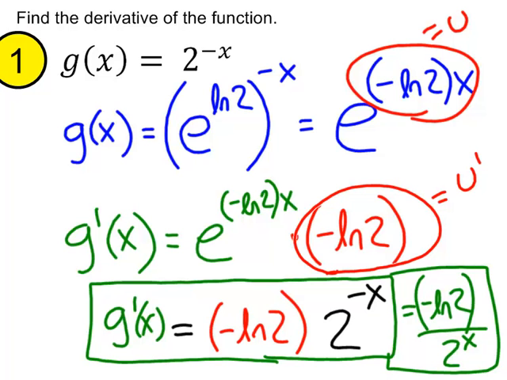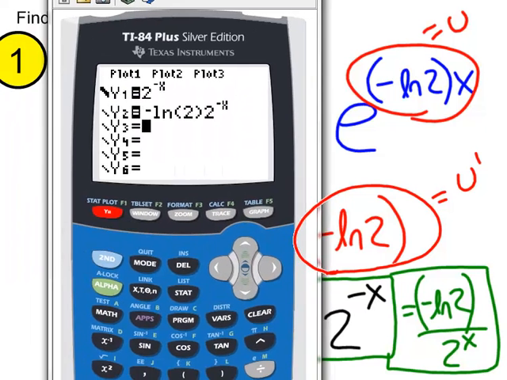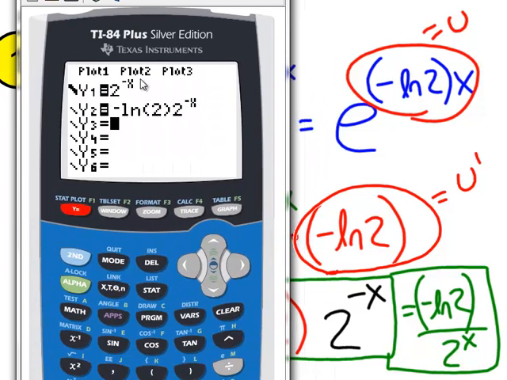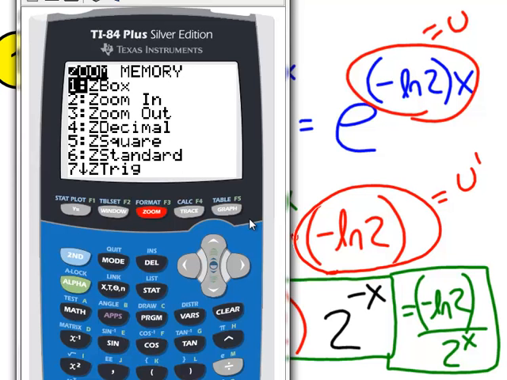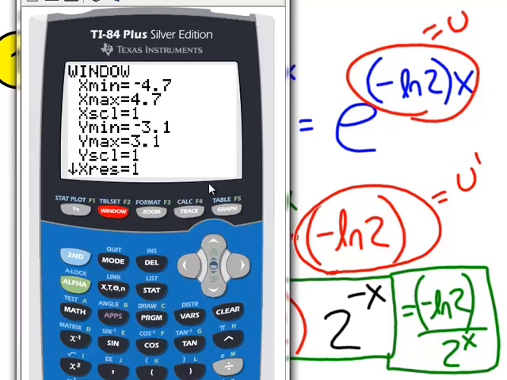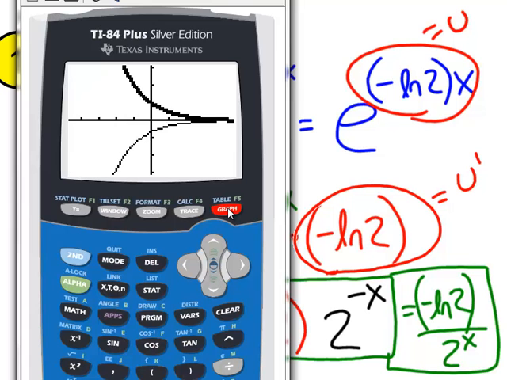Let's check via calculator. We'll type the original function in y1 and the derivative as y2. For this one, I'm just going to use zoom decimal, zoom number 4. You can see those are the window settings. And when I graph, I see the original function in bold, and it makes sense. We notice that it's a function that decreases over its domain. It's always got a negative derivative, so it makes sense that the derivative curve is below the x-axis.